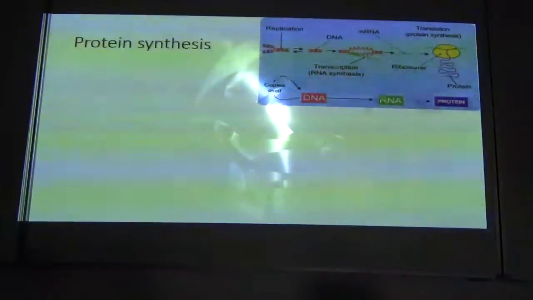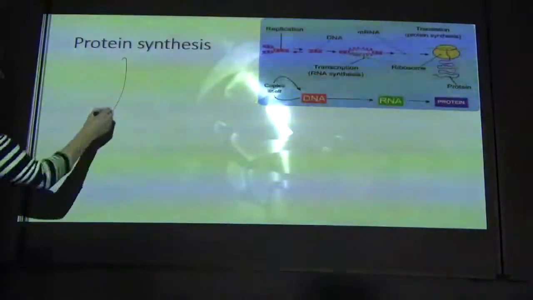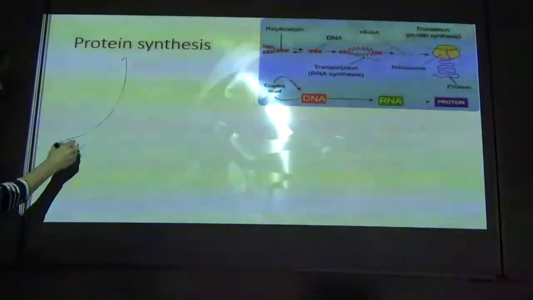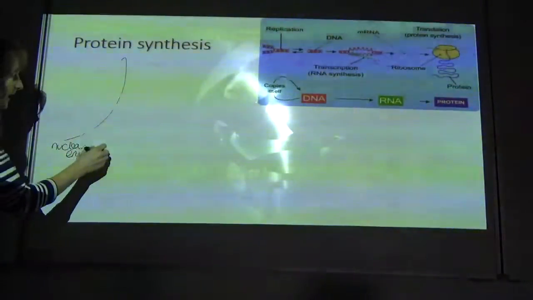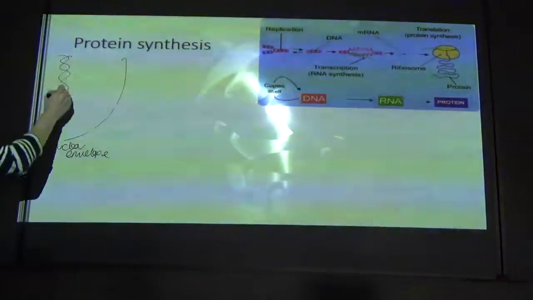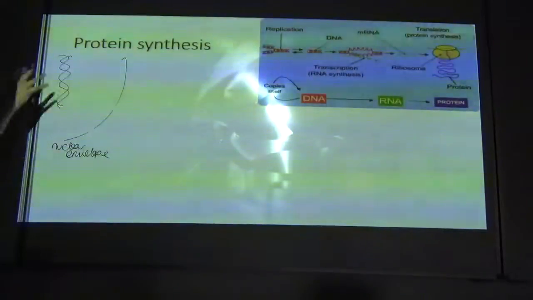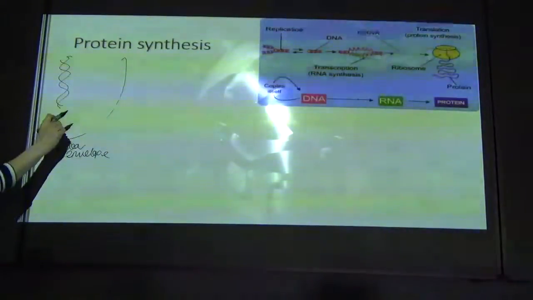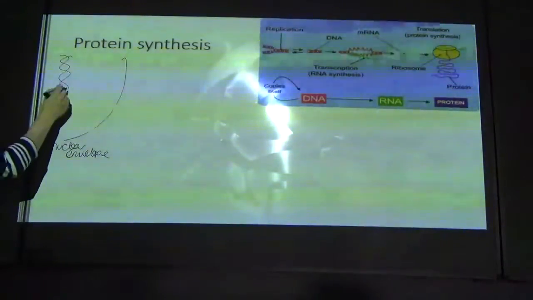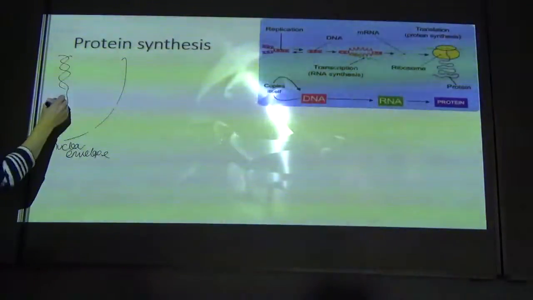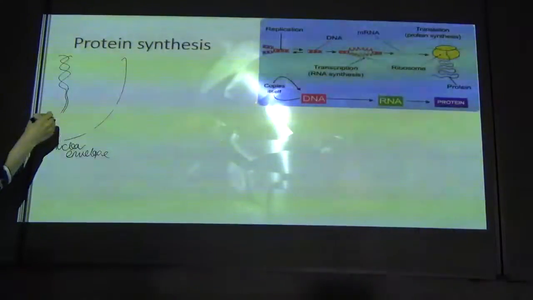Protein synthesis starts in the nucleus. This is our nuclear envelope, and this is DNA. There's a really, really long, massive molecule of DNA in the nucleus. We unravel it in the region of a gene, so it becomes unwound. That's due to the enzyme helicase.